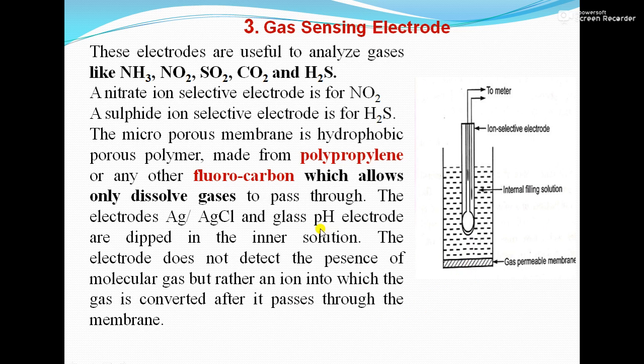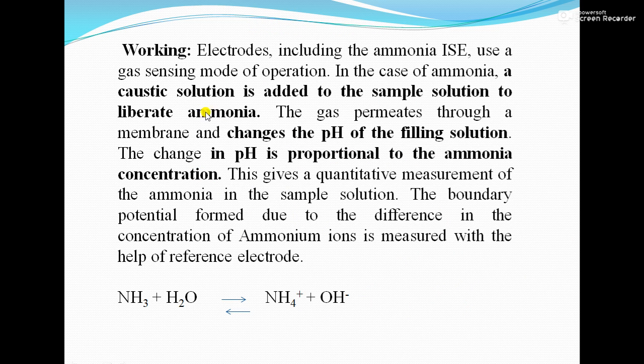This membrane is made up of polypropylene or fluorocarbon. For that we have to add caustic solution in the sample solution, which will liberate ammonia, and that will pass through the membrane and change the pH of the solution, and that change is directly proportional to the concentration of ammonia. That is the ammonia ion selective electrode.